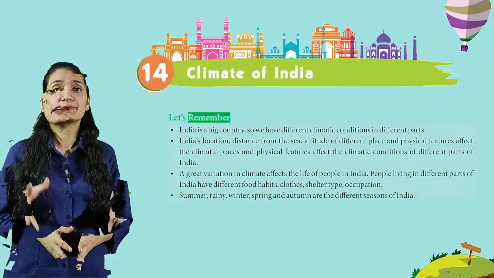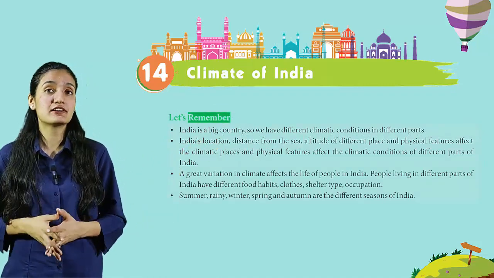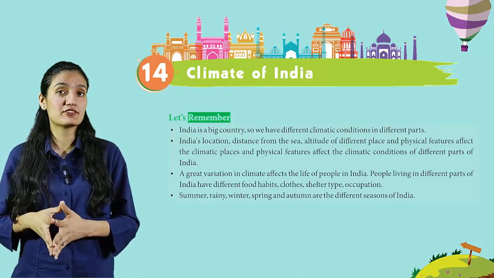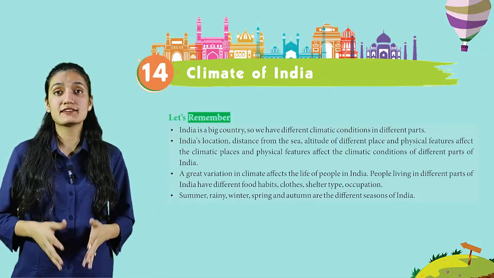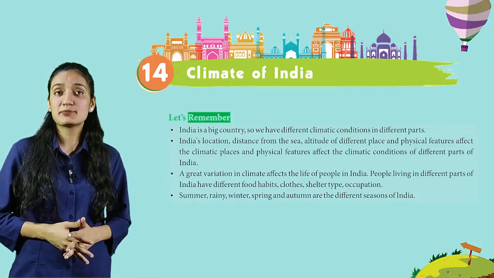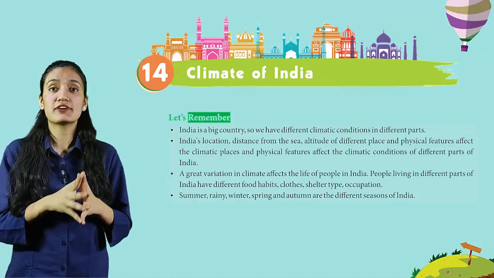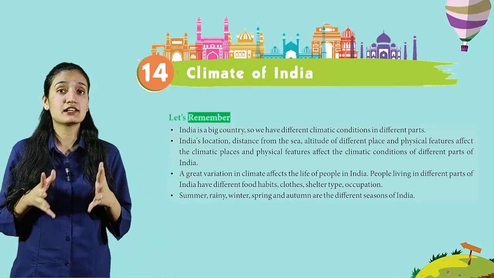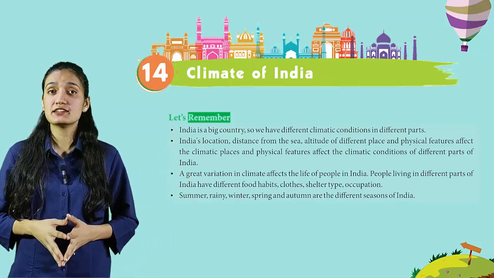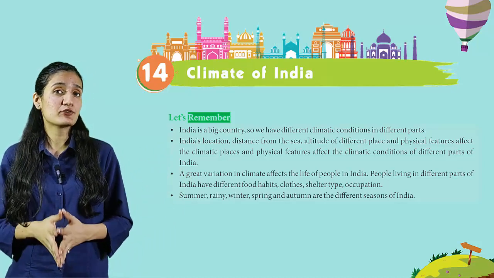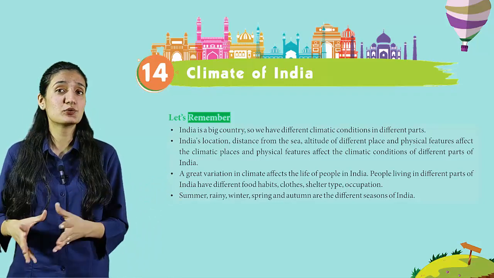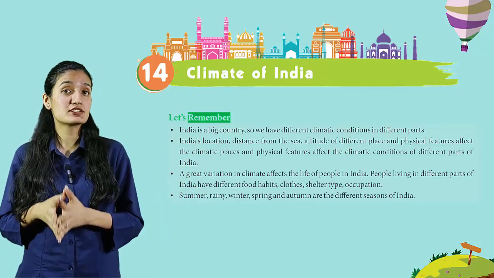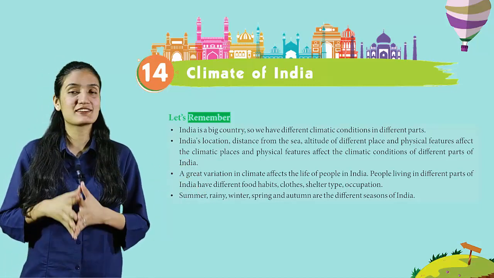Now, let's remember. India is a big country, so we have different climatic conditions in different parts. India's location, distance from the sea, altitude of different places and physical features affect the climatic conditions of different parts of India. A great variation in climate affects the life of people in India. People living in different parts of India have different food habits, clothes, shelter type, occupation. Summers, rainy, winter, spring and autumn are the different seasons of India.